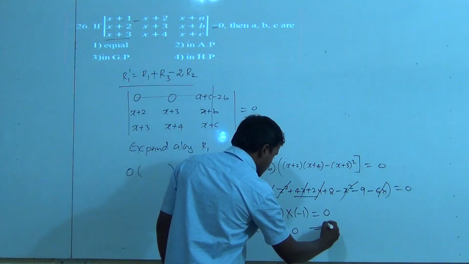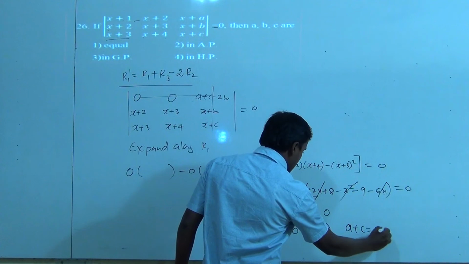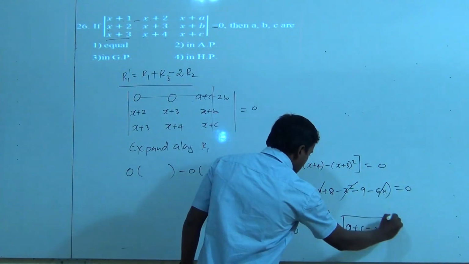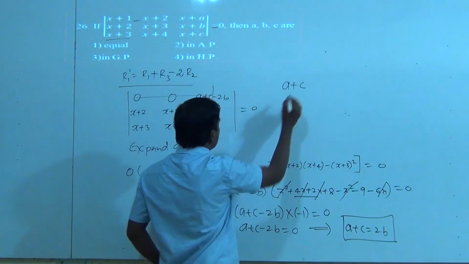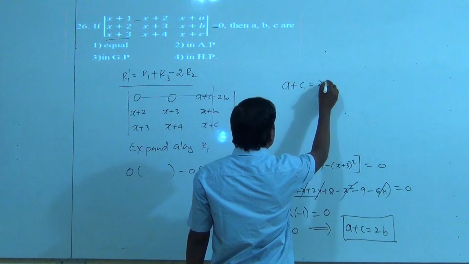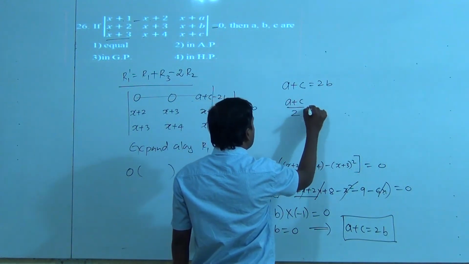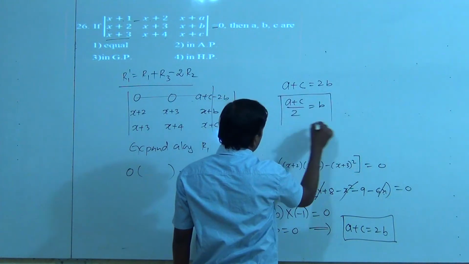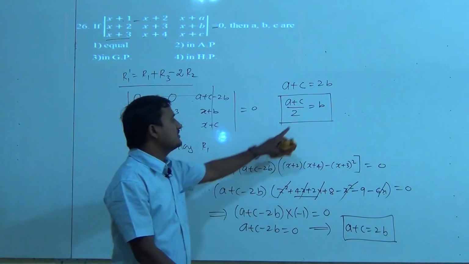So therefore take this 2b to RHS. So here a plus c is equal to 2b, right? So I got the result like this. I will write here. So therefore after expanding this determinant, I got a plus c is equal to 2b, or take this 2 to this side, a plus c divided by 2 is equal to b, right? Now I got like this, a plus c by 2 is equal to b. So this is the condition.